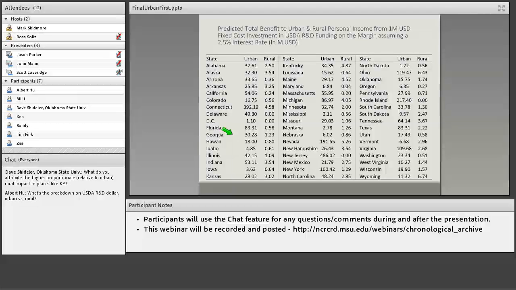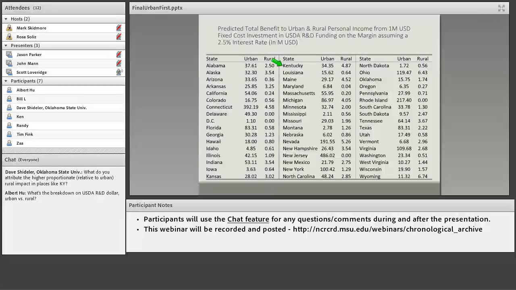Okay, thank you. So Dave, so basically the question is, why do you see this higher? Where's Kentucky? Okay, so why do you see the higher impact in Kentucky? That's a pretty rural state.